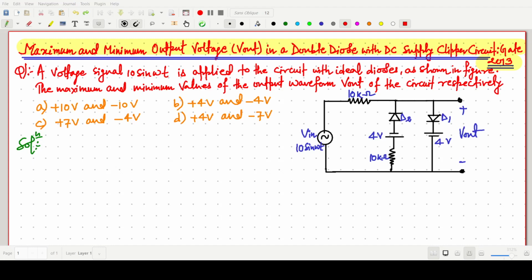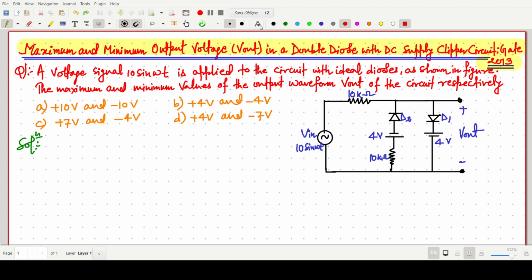Welcome everyone. In this video, we will solve a GATE 2013 question, which is based on the calculation of maximum and minimum output voltage, that is our Vout, in a double diode clipper circuit with an additional DC supply in it. So the question is: a voltage signal, 10 sin omega t, is applied to the circuit shown here. We have to find the maximum and minimum output voltage, V output maximum and V output minimum.